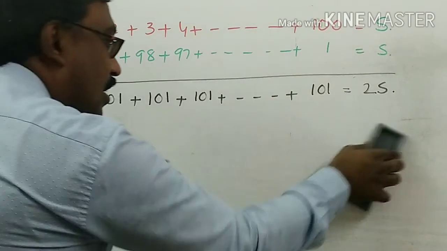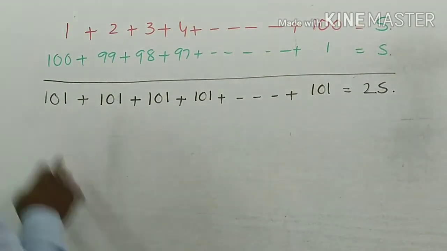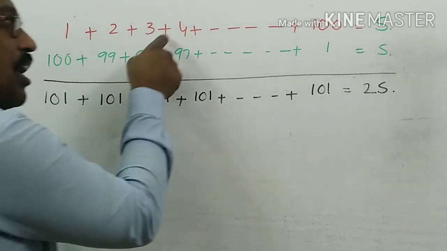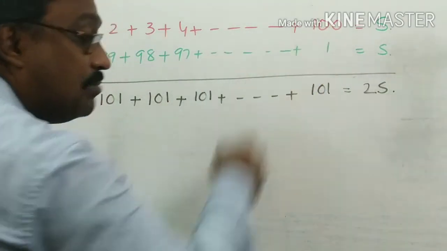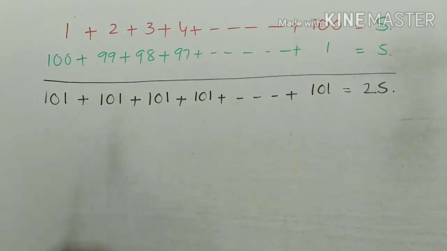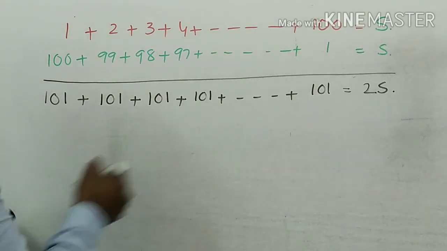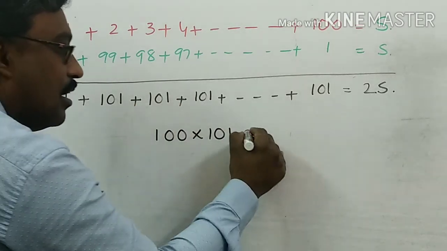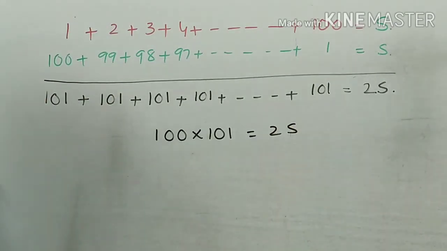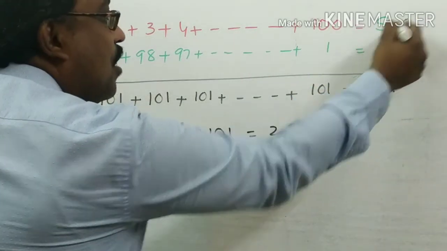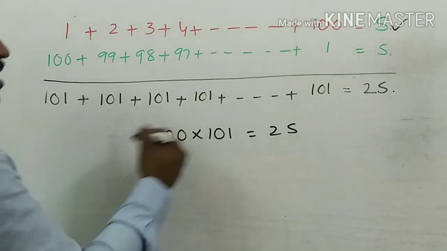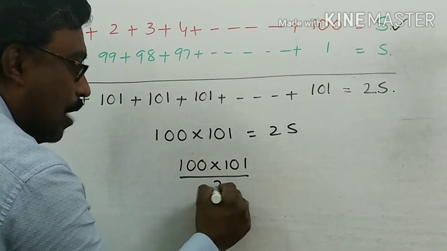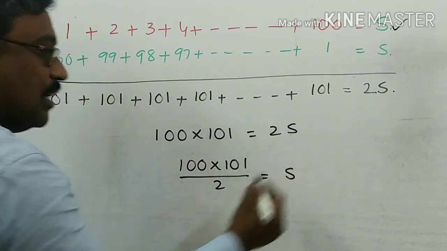Now in the same way, here 101, 101, 101, how many times is there? 1, 2, 3, 4 plus so on. 100 times are there. If we add together, what is the answer then? 100 times, so 100 into 101 is equal to 2S. I asked only the value of S, not 2 times S. If the 2 comes to this side, 100 into 101 by 2. That is the sum of the terms.